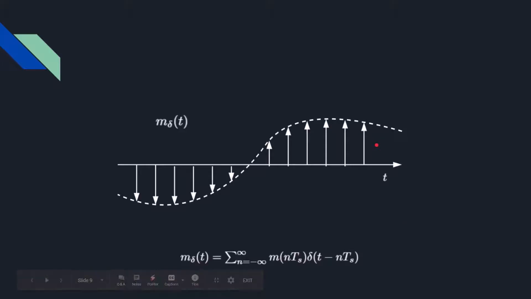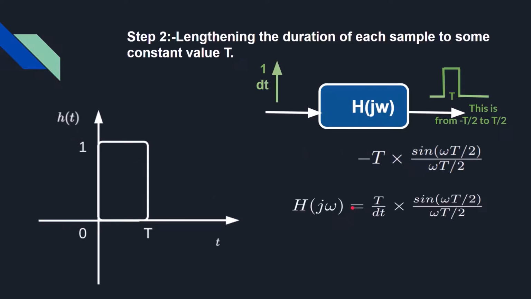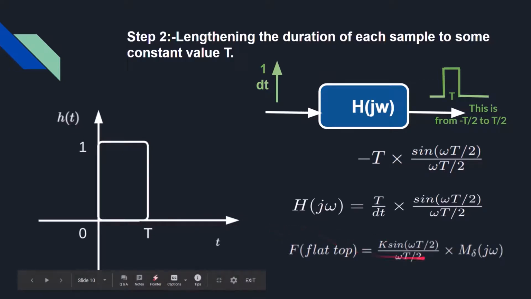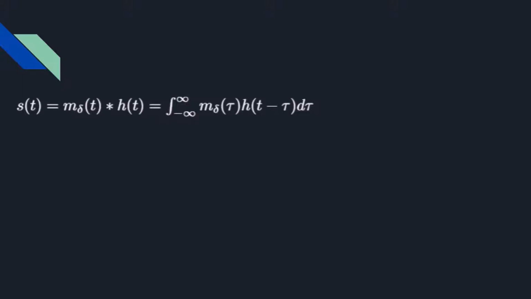Now we had m delta(t), and to stretch it, we will pass it into this transfer function. So our flat top signal will be represented by this function in the frequency domain. Now the mathematics behind the previous operations in the time domain. After the instantaneous sampling of our message signal m(t), we got m delta(t). Now for stretching the samples, we will convolve it with h(t) shown in the previous slide, and the result will be our PAM signal s(t).